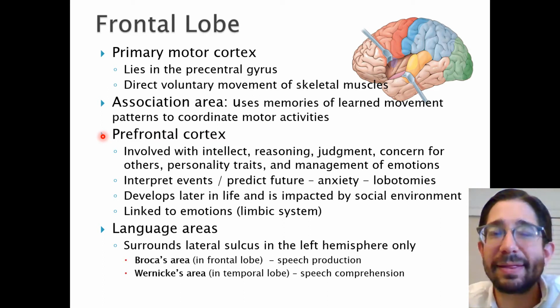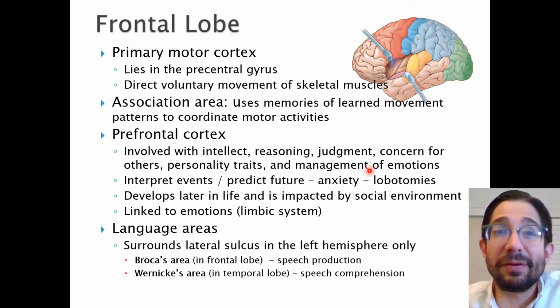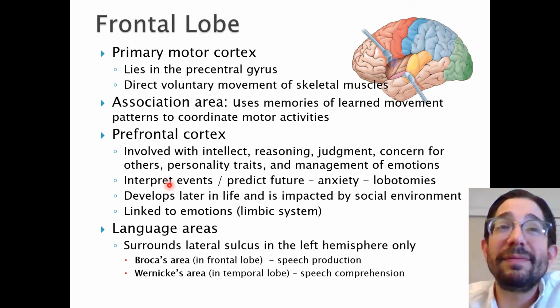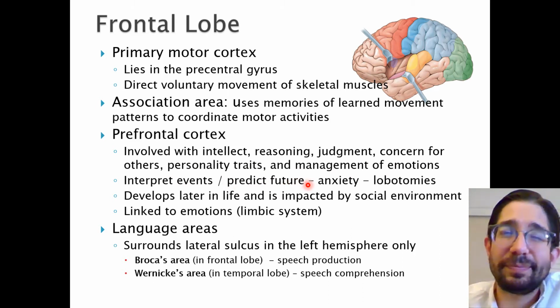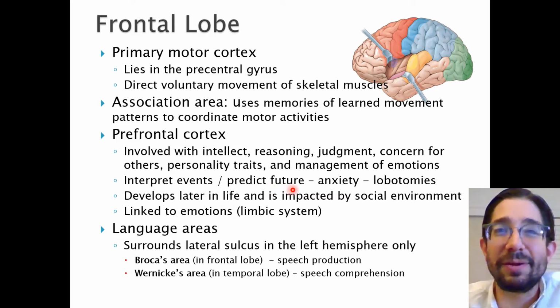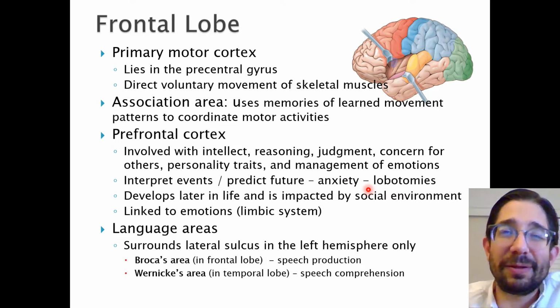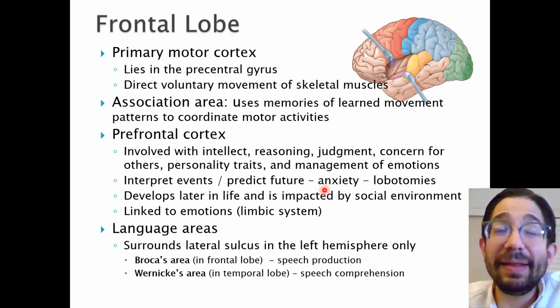The prefrontal cortex, that's a region at the very front of the frontal lobe. Here's where you've got intellect, reasoning, judgment, concern for others, empathy, personality traits, management of your emotions, the ability to interpret events, predict the future. Not literally, but to use what you know about the world to try to understand what will happen in the future. And so this region can be a source of anxiety since you are able to understand the world and predict the future. And this region of the brain is what was targeted during lobotomies.